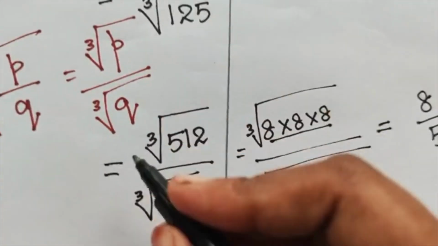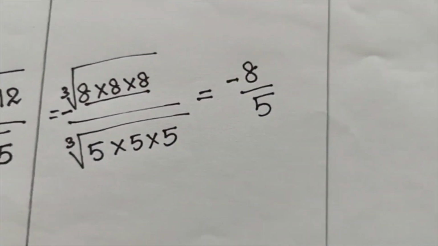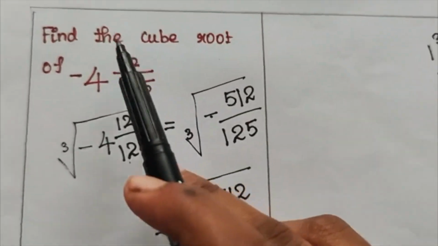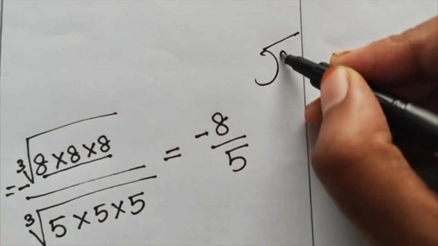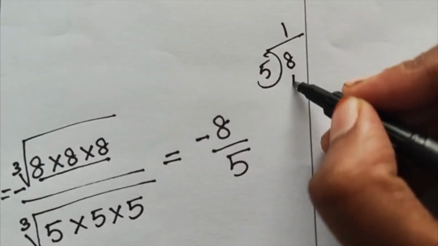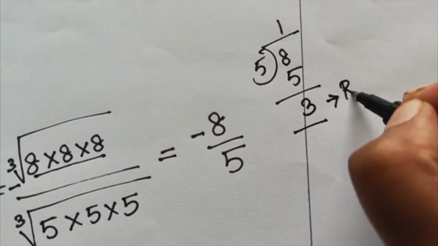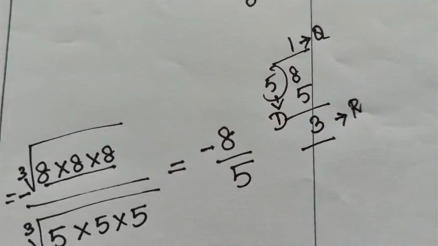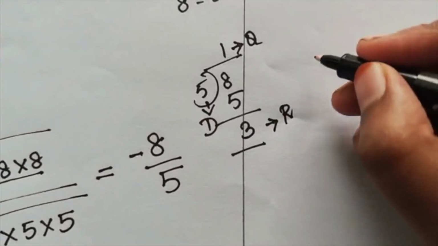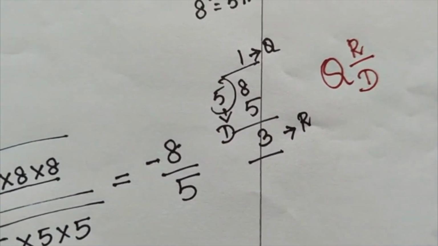So here we have a minus sign, so let me put the minus sign. We get the answer as minus 8 by 5. Since the question is given as a mixed fraction, we can convert this to a mixed fraction. 1 5 is 5, remainder 3. So this is the remainder, quotient and divisor. The general form to write a mixed fraction is quotient remainder by divisor.